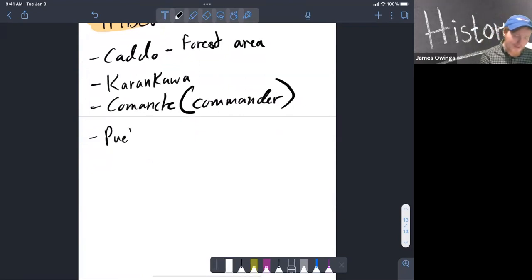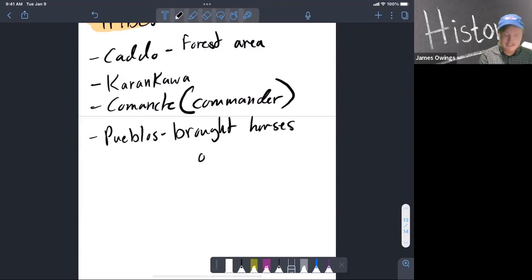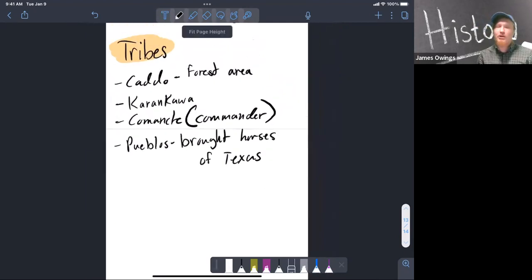You should definitely know about the Pueblos. The Pueblos are the ones who actually brought the horses to Texas. So you hear about the Columbian Exchange. That's how horses got to Texas. I'm sorry, that got to the United States in the first place. They weren't always there. They were brought in from the Columbian Exchange. So these are the ones I think you'd want to know about.